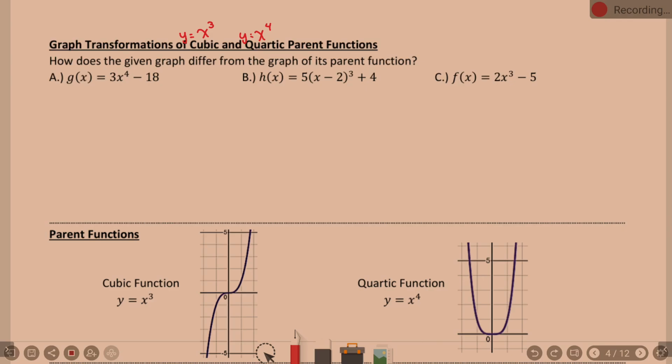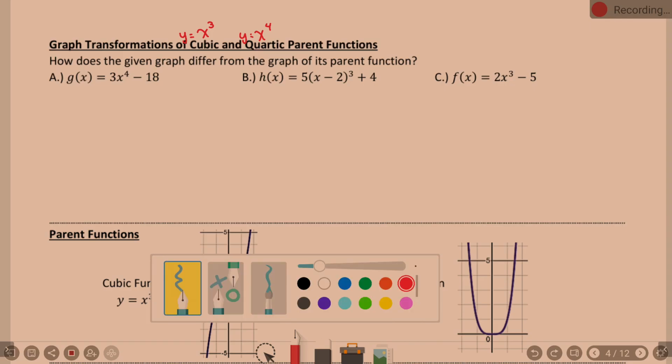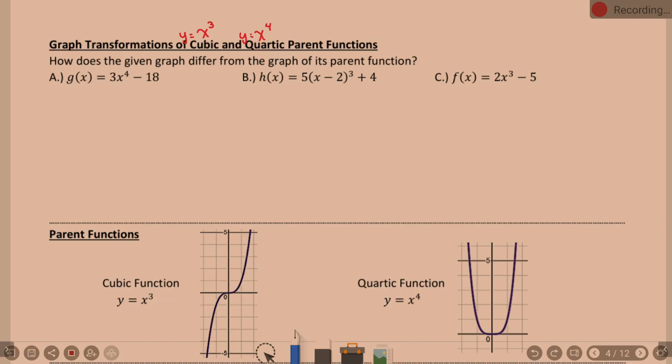What are the transformations? Are we translating left, right, up, down? Are we reflecting across the x or y axis? Are we vertically stretching? Are we vertically compressing? Those are the pieces we're looking at. So thoughts on A. g of x equals 3x to the fourth minus 18. Thoughts on what any of those numbers mean?